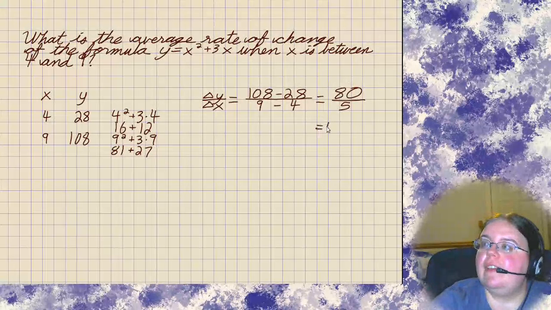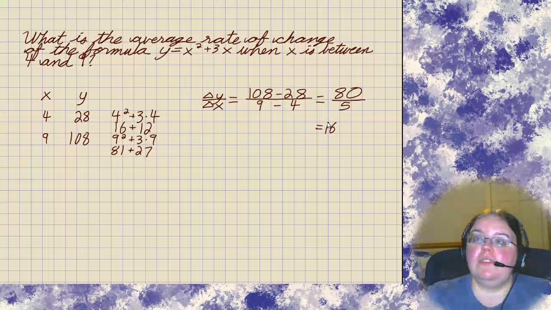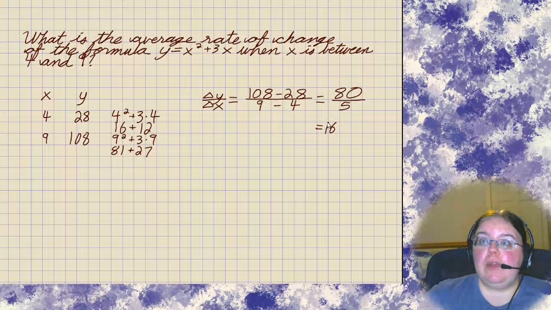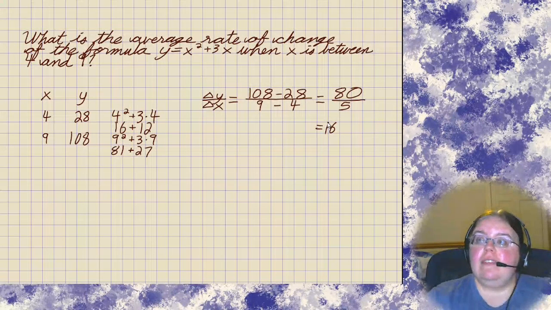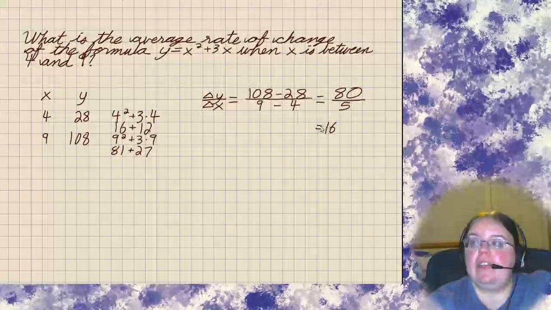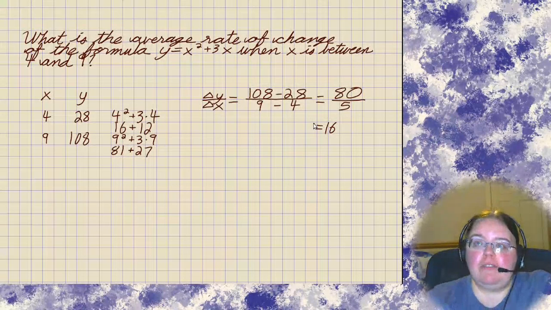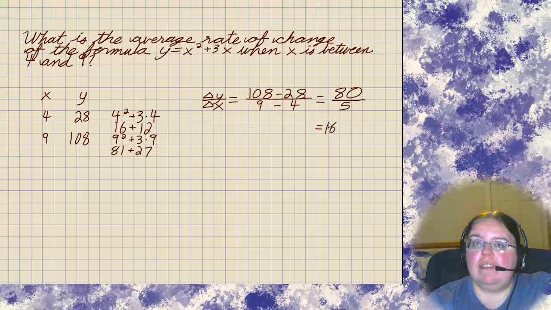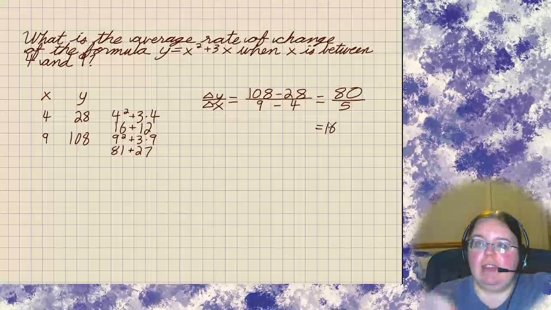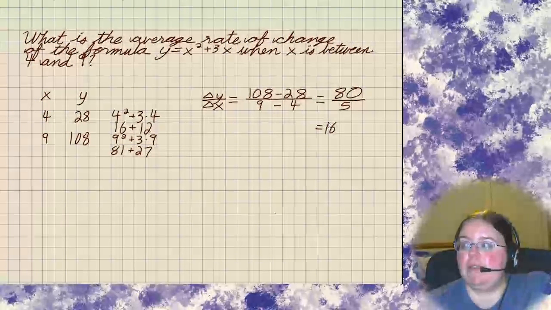So I get 16. So on average, between x values of 4 and 9, this function is changing, again, on average, not the same all the way across, but on average, at a rate of 16 units of increase in y values for each 1 unit of increase in x values.